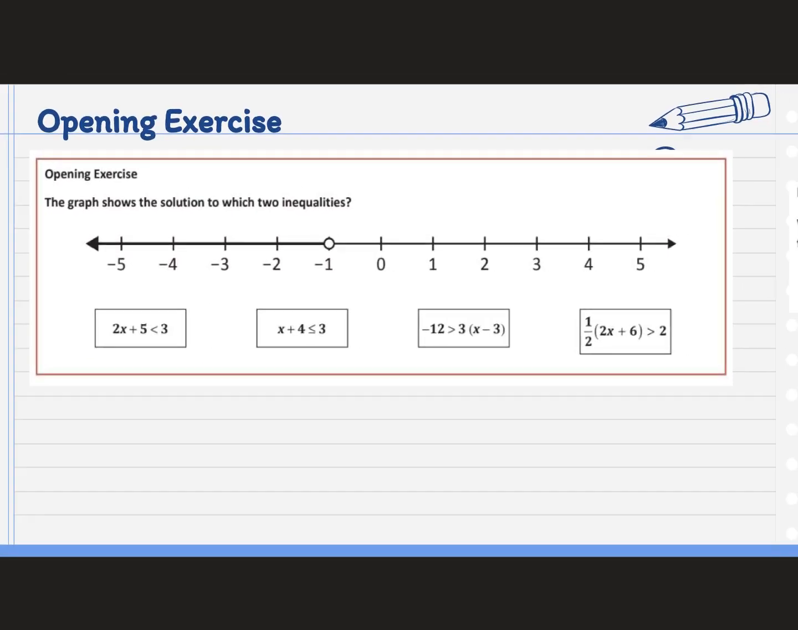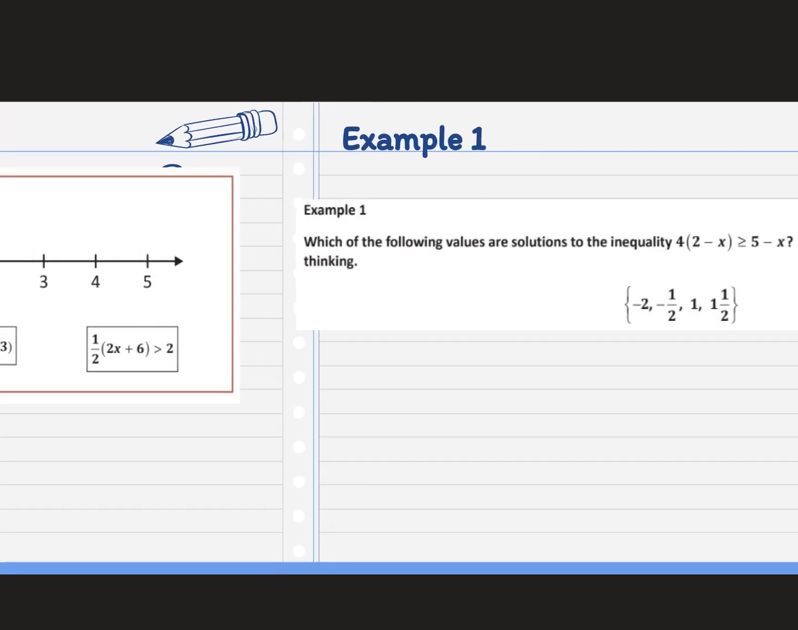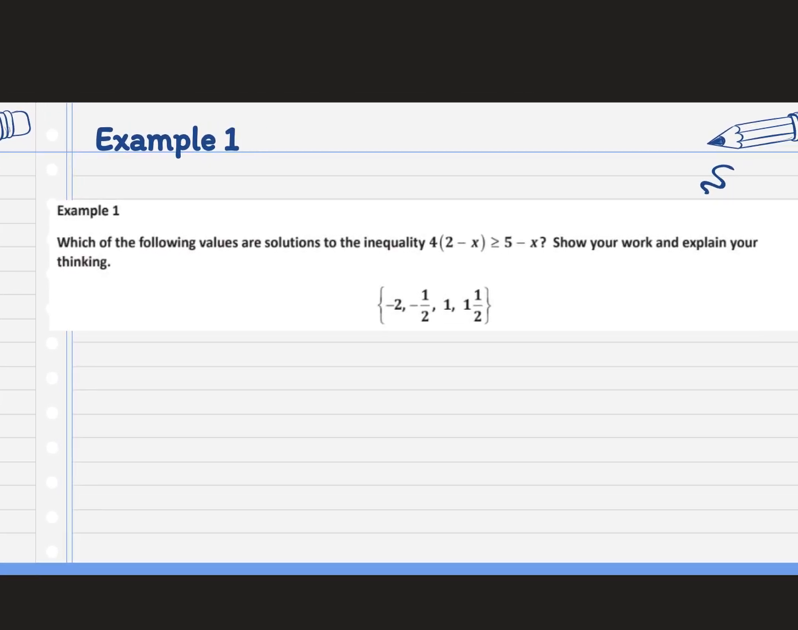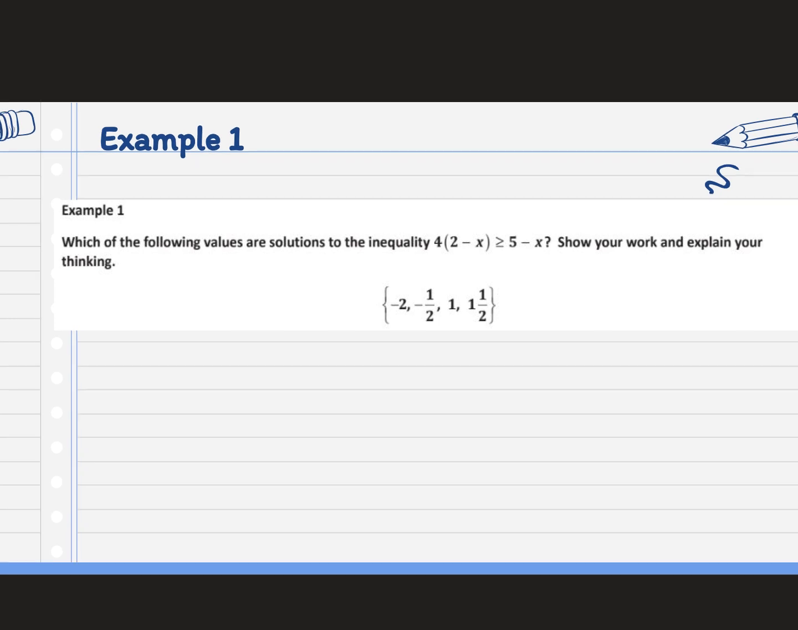All right, I must have been in a duplicating mood, so I'm going to go ahead and go past that. Now we're going to look at which of the following values are solutions to the inequalities. Remember the solutions, there is a solution set. All right, so here the first thing we're going to do is we're going to just go ahead and solve. So I have 4 times 2 minus x is greater than or equal to 5 minus x. So I have 8 minus 4x is greater than 5 minus x.